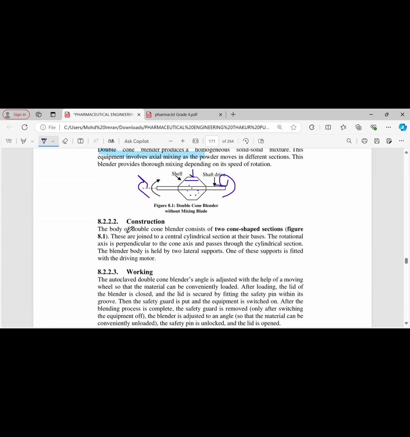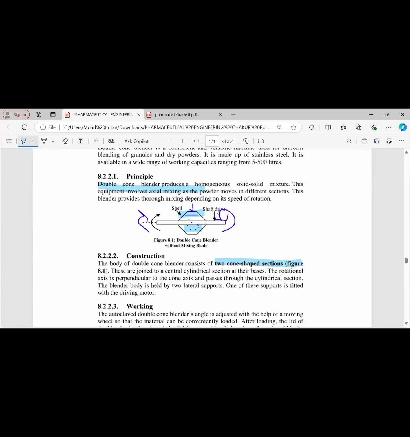Construction is very simple. The body of the double cone blender consists of two cones, as the name itself says, two cone sections. This is the upper cone and this is the lower cone. The rotational axis is perpendicular to the cone axis and passes through the cylindrical section. The blender body is held by two lateral supports, one of which is fitted with the driving shaft. So he's speaking about this lateral support, which is connected to the driving shaft, and when it rotates, the whole thing rotates. And the working is very simple.